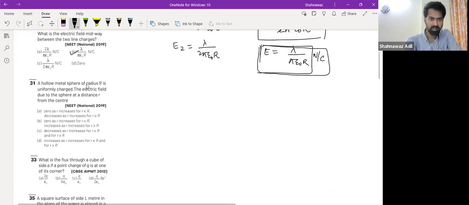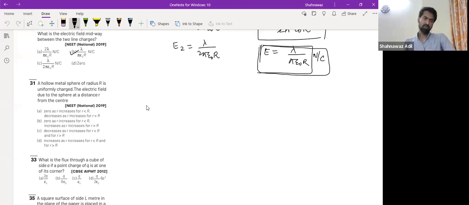A hollow metal sphere of radius R is uniformly charged. The electric field due to the sphere at a distance r from the center: decreases as r increases for r less than R, and increases as r increases for r greater than R; or is 0 as r increases for r less than R, and decreases as r increases for r greater than R. What is written?